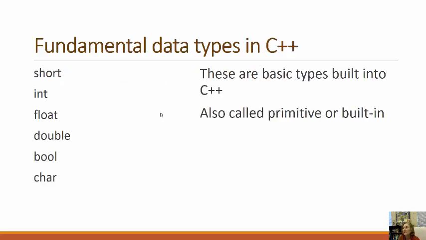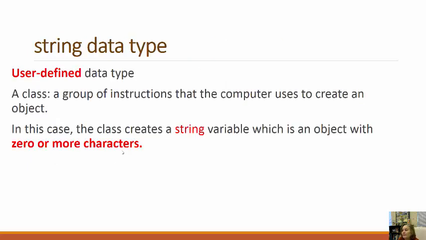These are fundamental data types in C++, meaning they are built in, or called primitive. That's the other name for them. These all have to do with how you can assign a data type to your variable: short, integer, float, double, boolean, and character. There's also something called a string data type.